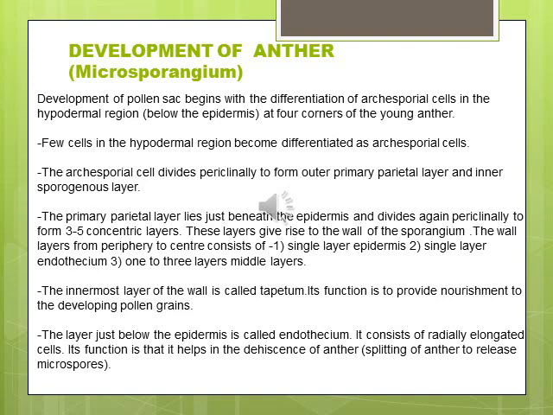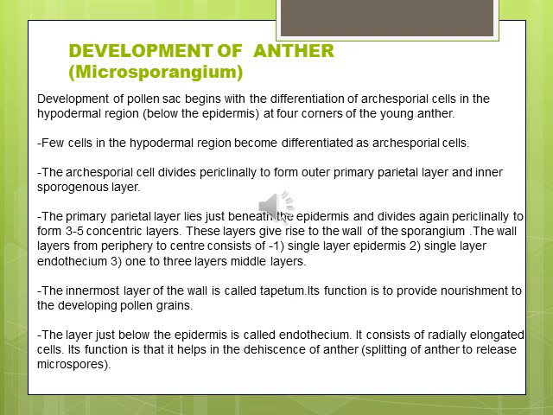Now how does this development take place? This development of pollen sac, that is microsporangia, begins with the differentiation of archesporial cells which are present just below the epidermis of anther. Below the epidermis we call it hypodermal. Hypo means below. Once these archesporial cells get differentiated, they start dividing periclinally. Periclinally means parallel to the surface of the tissues.